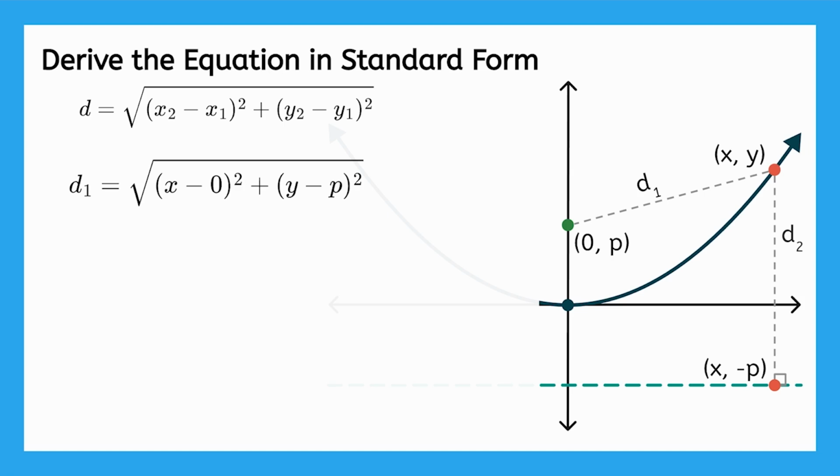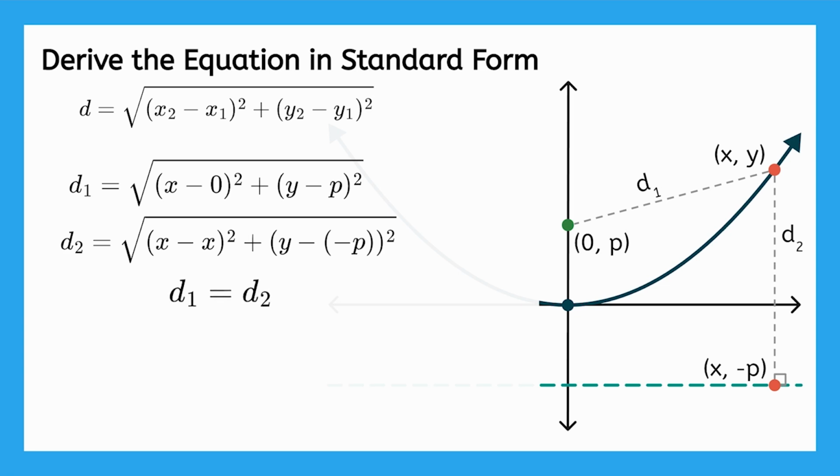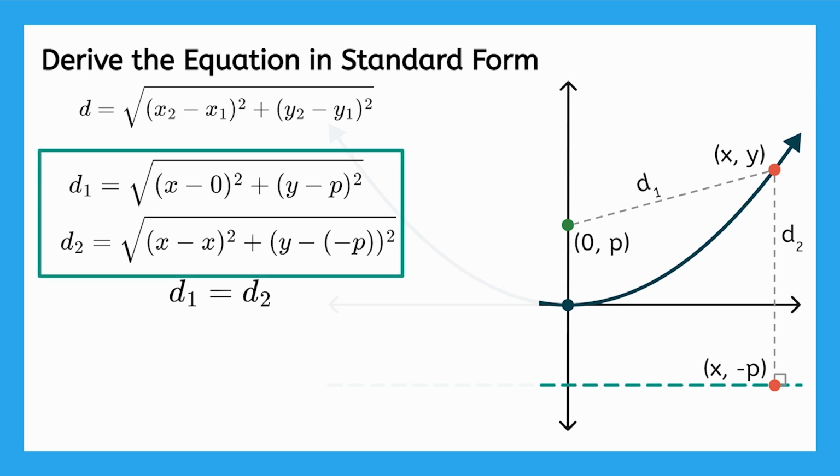Next, we'll measure d sub 2, the distance between xy and the directrix. Just like you did in today's warm-up, we measure perpendicularly to the line y equals negative p to get d2 equals the square root of x minus x squared plus y minus negative p squared. And what do we know about d1 and d2? Right! By definition, they are equal. Let's set these two expressions equal to each other and then simplify.